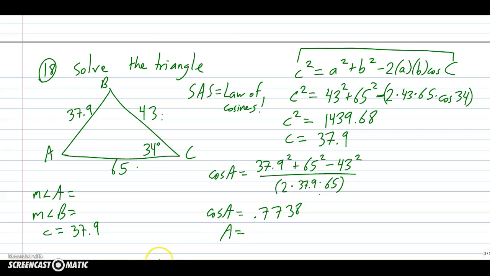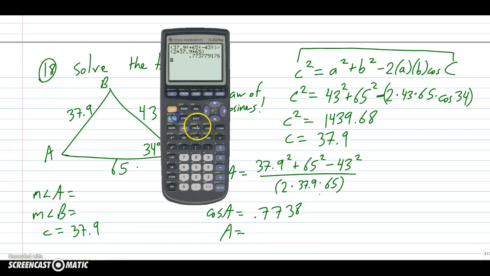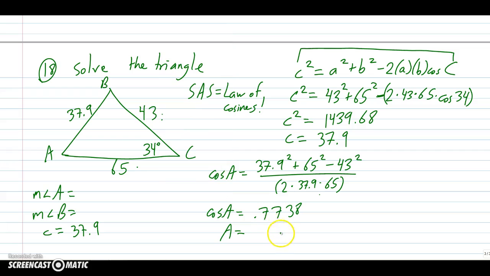And when you take the inverse cosine, you'll get whatever A is. Oops, second answer. 39.3 degrees. So A is 39.3 degrees.